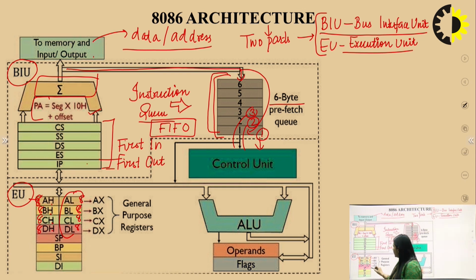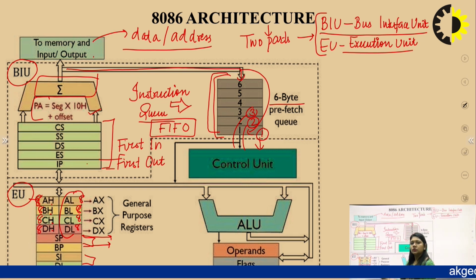Next is our stack. These two are our pointer registers: one is the base pointer and the second is the stack pointer. These are used to point to the stack. And these two are our index registers: one is the source index and the next is the destination index.